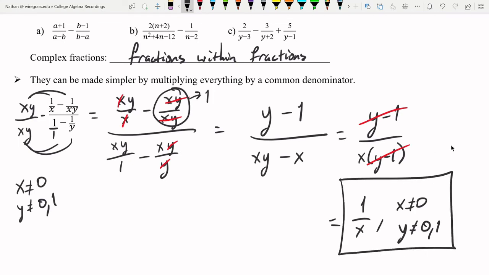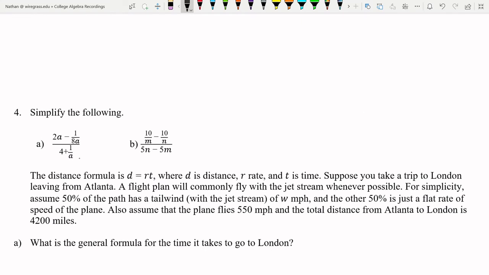The main thing to note is that when you multiply by the least common denominator on top and bottom, you actually remove all of the inner fractions and it becomes just a normal fraction, which is a lot easier to work with. However, you have to always consider, when are the denominators equal to 0? X, y, xy, right? They can't equal 0, so you have to consider that before you cancel anything. Give it a try in number 4.